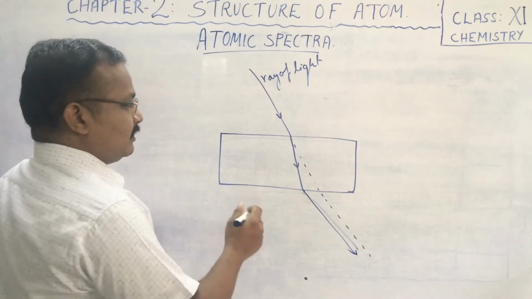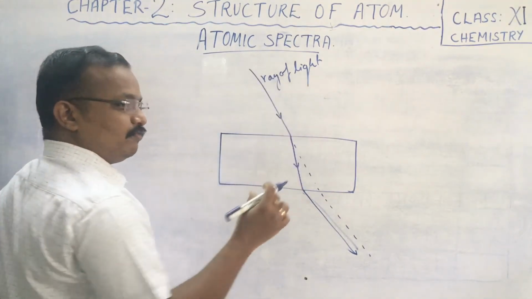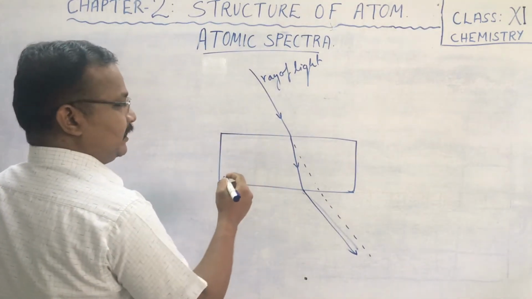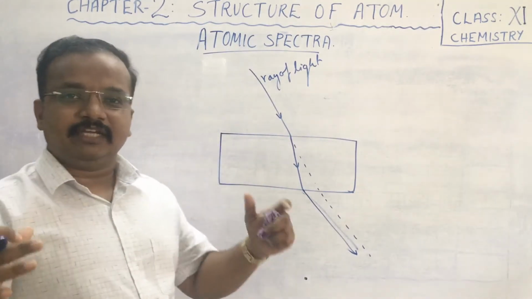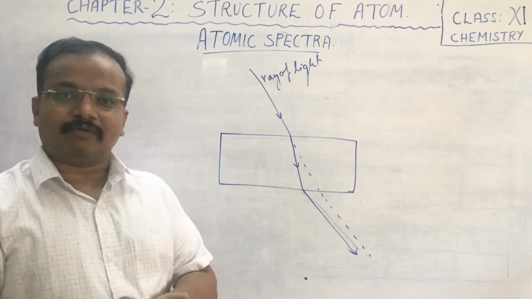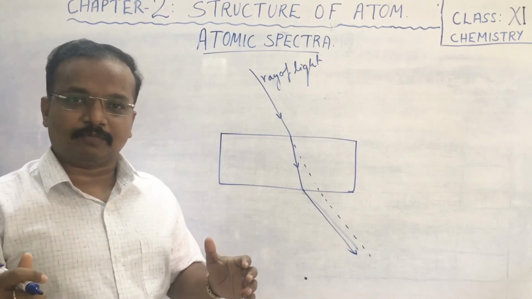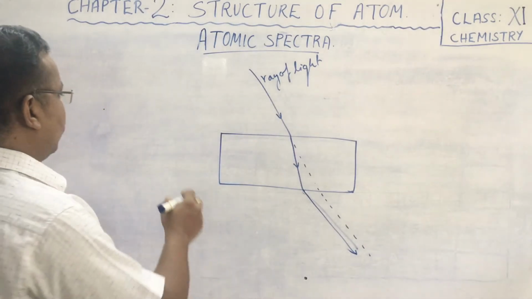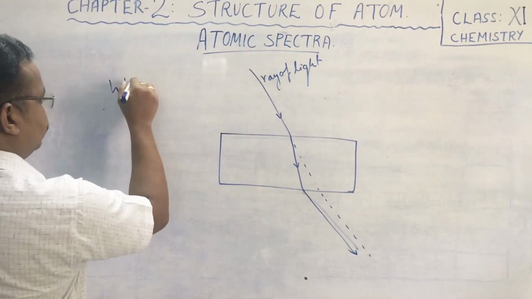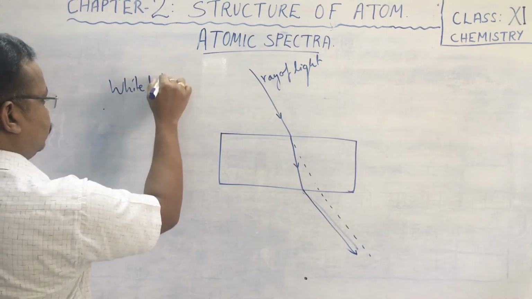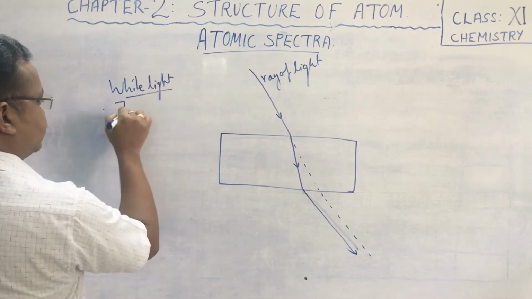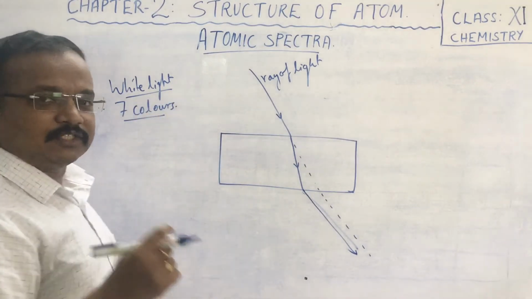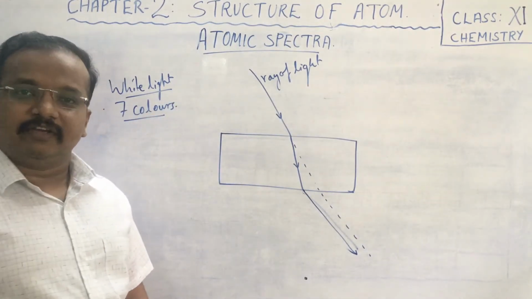Correct? We have studied that the deviation of light from its original path depends upon the wavelength of light. As you know, white light is composed of 7 colors. These 7 colors are actually 7 different wavelengths only.